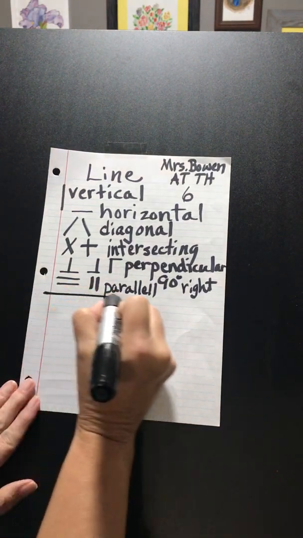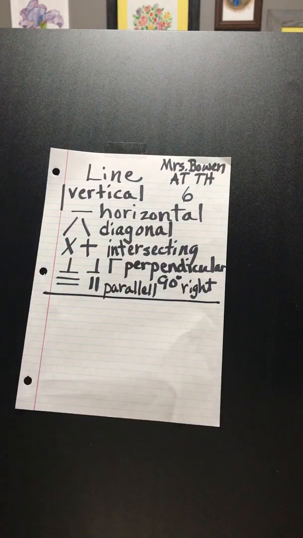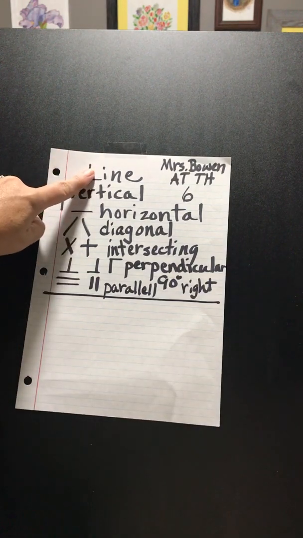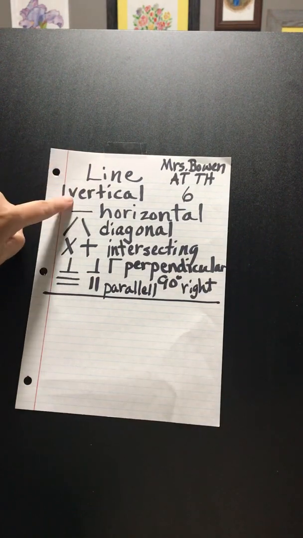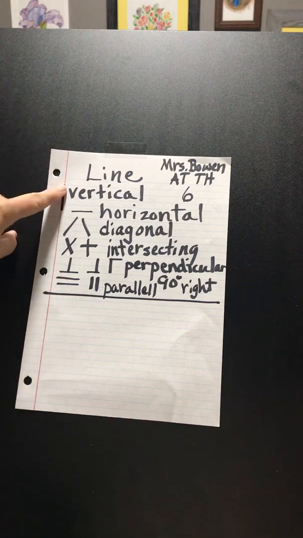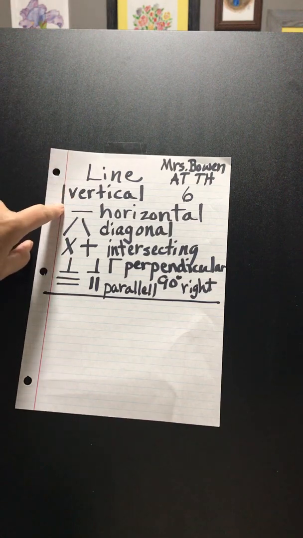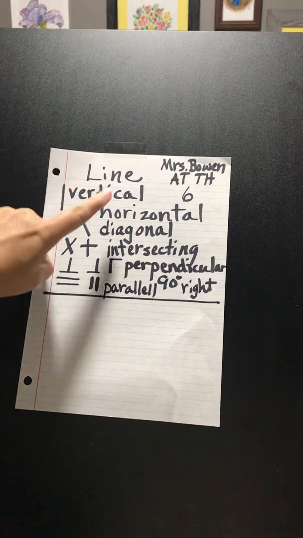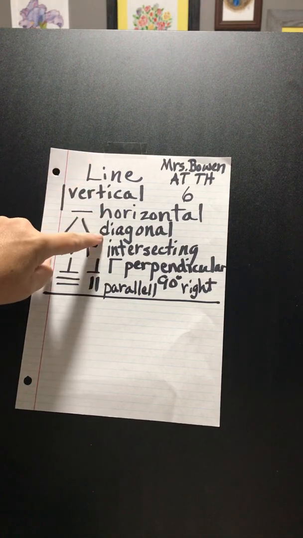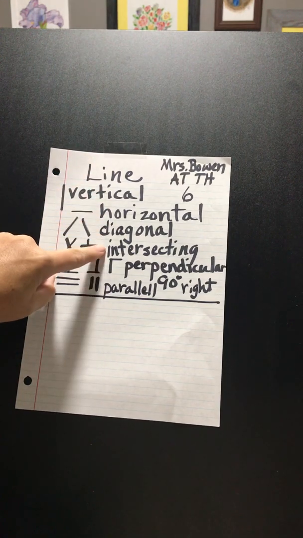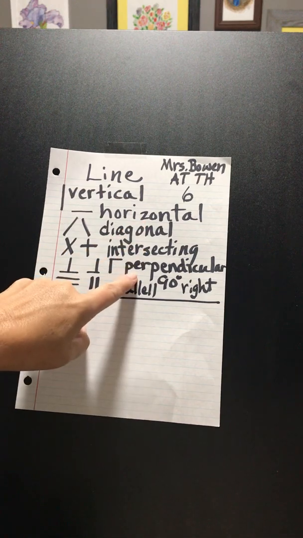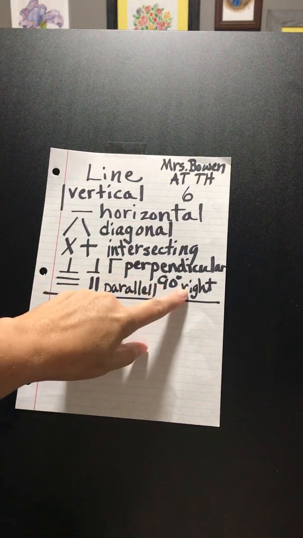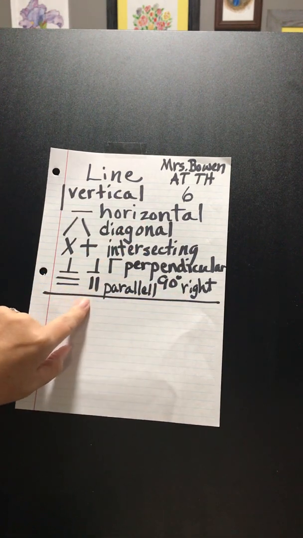So now let's draw a big horizontal line. We're learning about line. To be successful, we've got to know about vertical lines, horizontal lines, diagonal lines, intersecting lines, perpendicular lines, also known as 90 and right, and parallel lines.